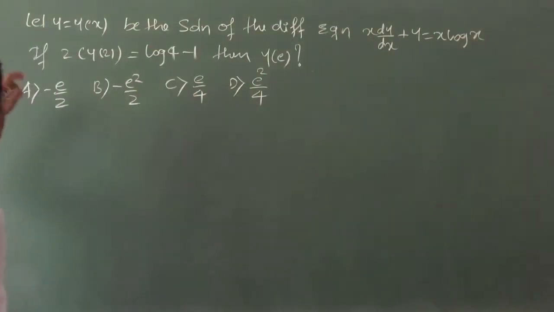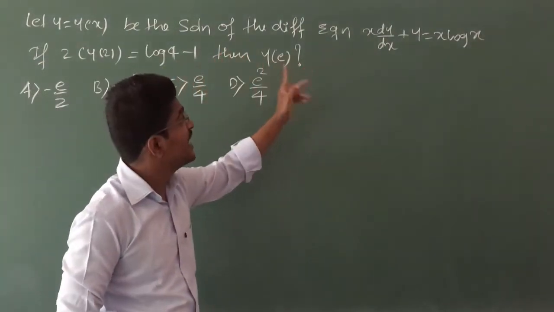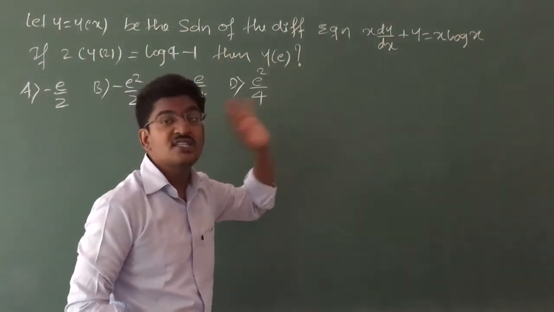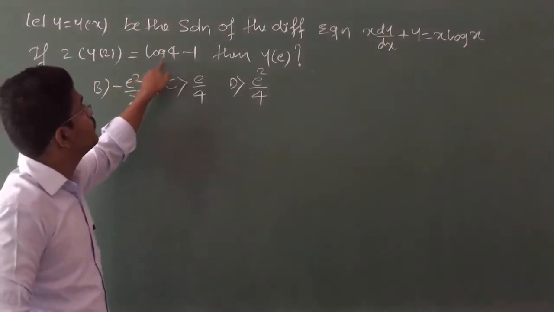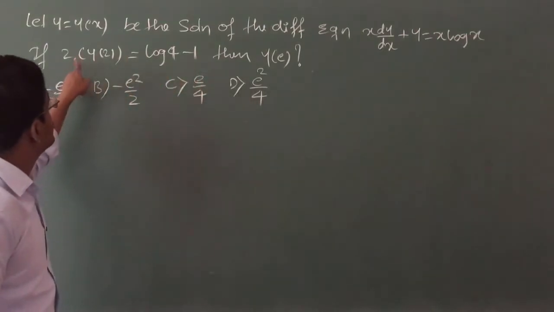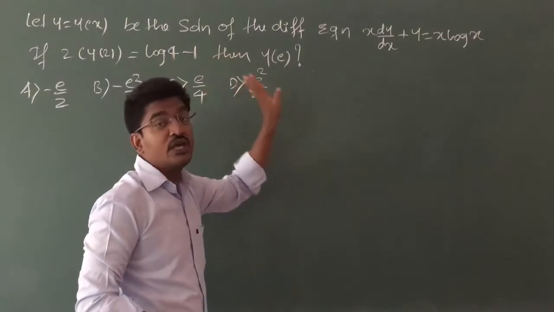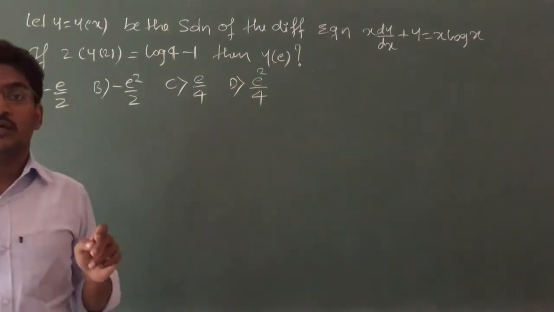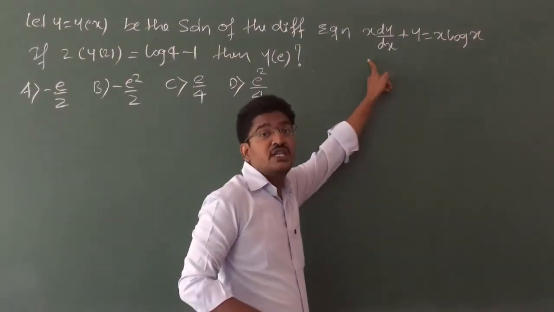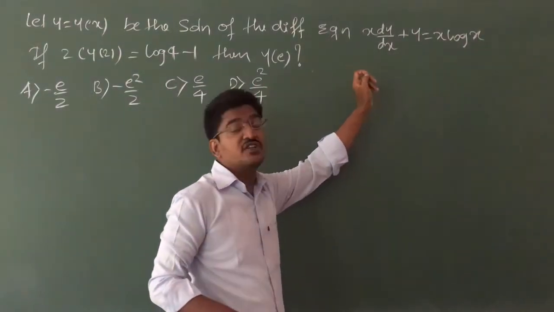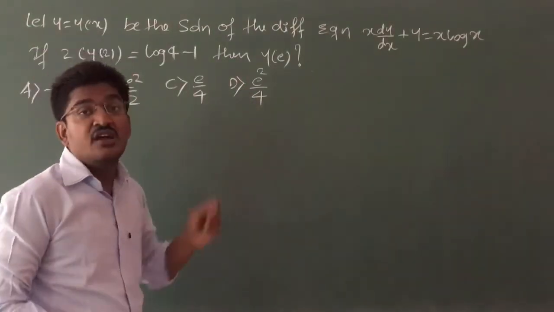Clear? So here let y equal to y of x be the solution of differential equation x dy by dx plus y equal to x log x. If 2 times of y of 2 is equal to log 4 minus 1, then y of e they are asking. Okay, let us find the solution of this differential equation first. This is the differential equation of the form linear. Clear? That means linear differential equation.